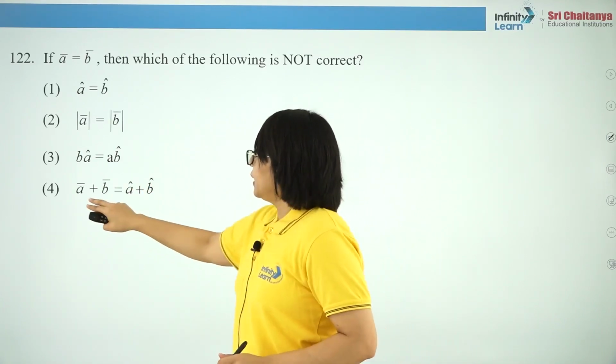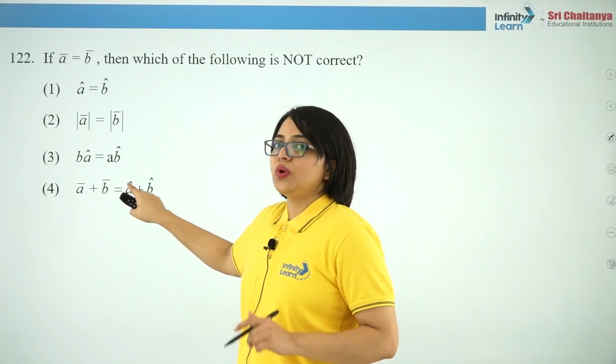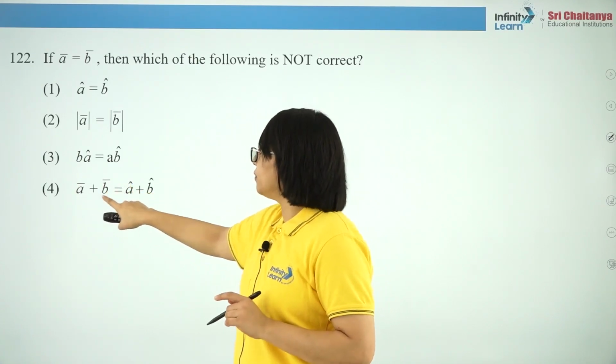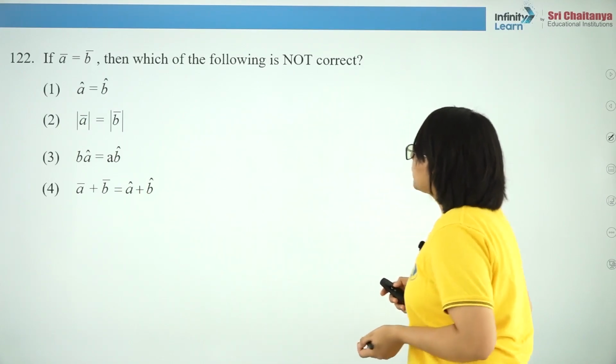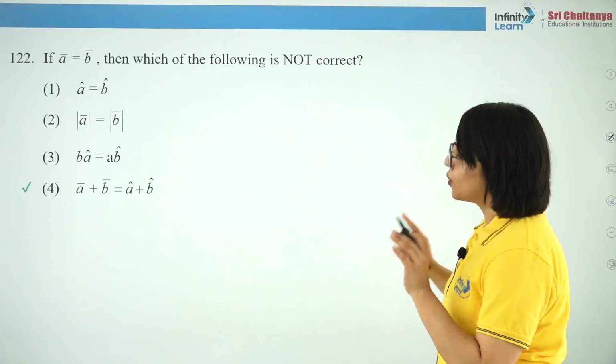But you cannot write A vector plus B vector is equal to A cap plus B cap. This is the whole vector, whereas this is the unit vector. So, correct answer is option 4, which is not correct.